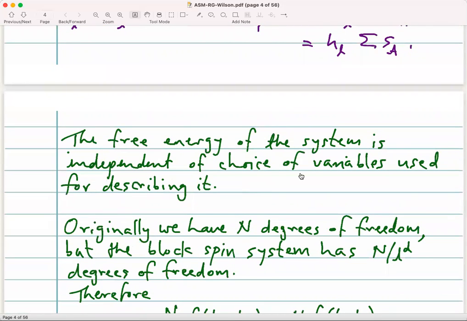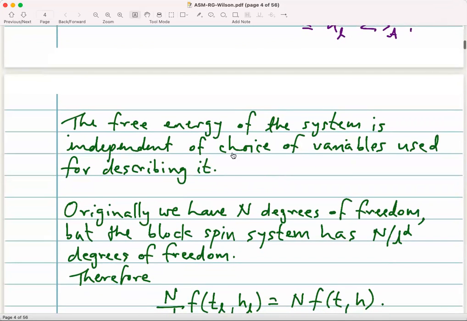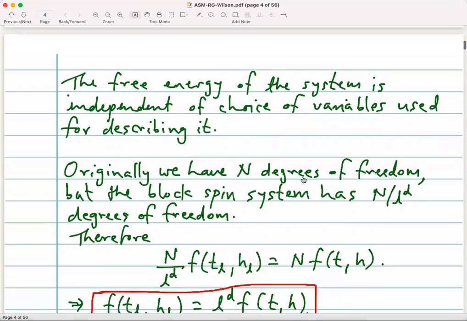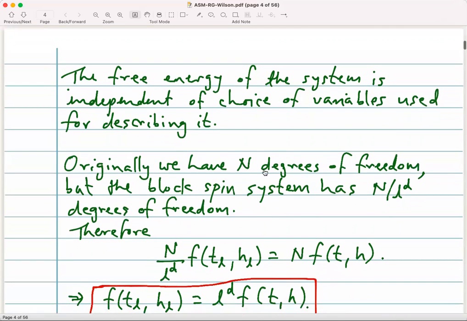Now, this is the point we were talking about earlier, that the free energy of the system is independent of the choice of variables. So you should be able to write down the free energy in terms of another set of variables. The number of degrees of freedom may be different in those sets of variables, but the physical observables shouldn't be affected. If you have n degrees of freedom and you do block spin to go to n upon L to the d degrees of freedom, then the total free energy of the system should be equal.